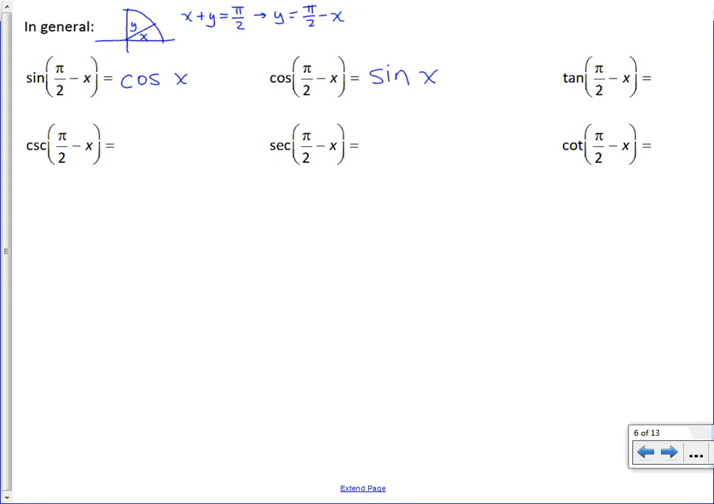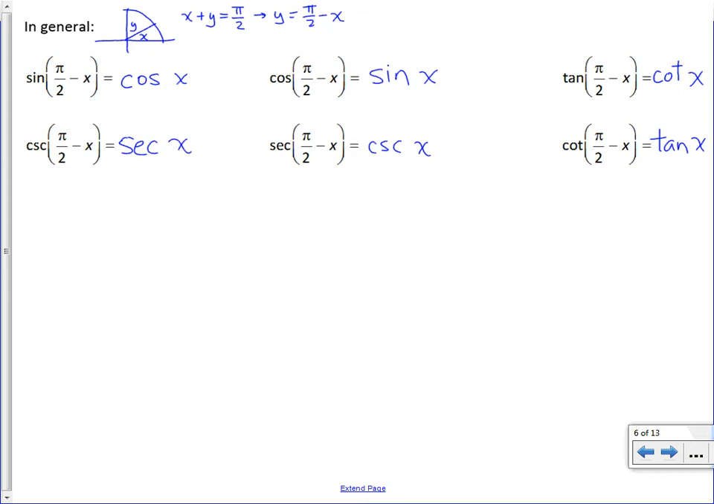Tan of pi over 2 minus x, I need the co-function of tan, cotan. I need the complementary angle to pi over 2 minus x, which is just x. Cotangent of pi over 2 minus x, I need the co-function of cotangent, and then the complement of pi over 2 minus x, x. Secant of pi over 2 minus x, I need the co-function of secant, cosecant, complementary angle x. And then finally, the co-function of cosecant is secant, complementary angle x.